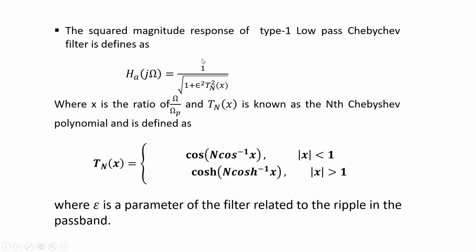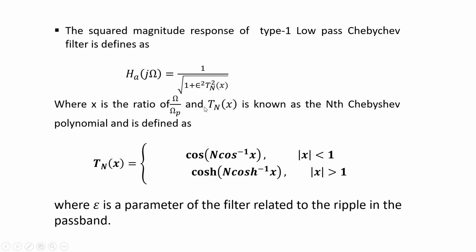Now, the frequency response of the type 1 Chebyshev filters is given by 1 plus epsilon squared Tn squared x. What is epsilon? Epsilon is a parameter of the filter which is related to the ripples in the passband. Tn(x) is the nth Chebyshev polynomial. What is x? x is the ratio of the analog frequency divided by the analog passband frequency. That means the frequency axis is normalized with respect to the passband frequency.